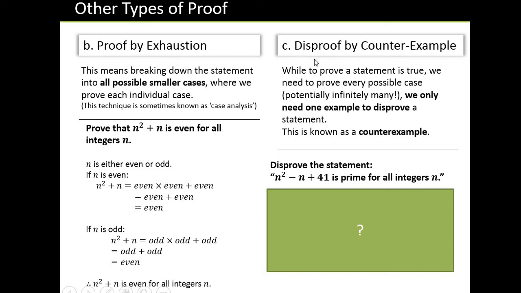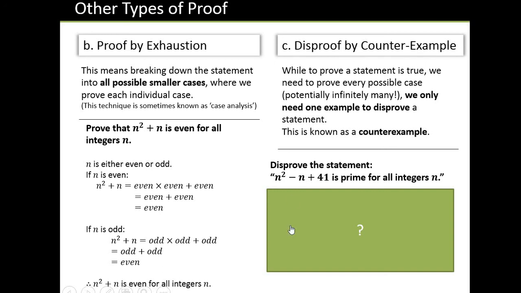Now, to disprove something, or we need to disprove an argument, is one example where it doesn't work, and this is called a counterexample. So, while to prove a statement is true, we need to prove every possible case, basically an infinite number of cases. To disprove something, we only need one example to disprove a statement. This is called a counterexample. So sometimes it might involve trial and error, and you keep trying different values until you find one that shows that it doesn't work, that you've disproved it.